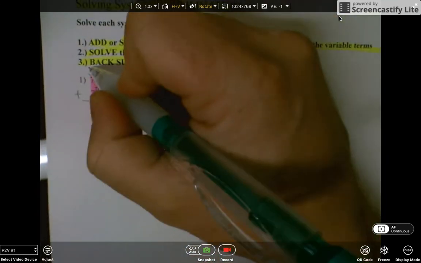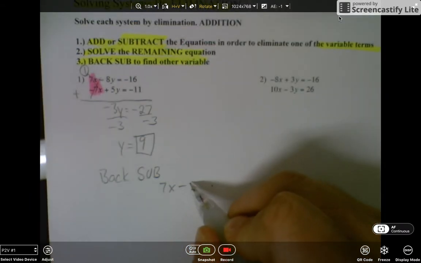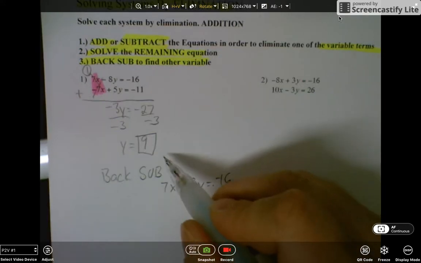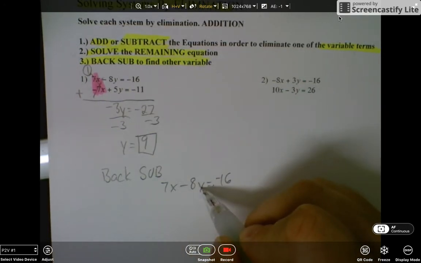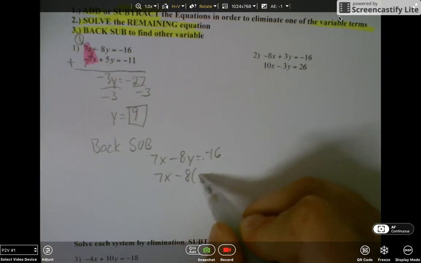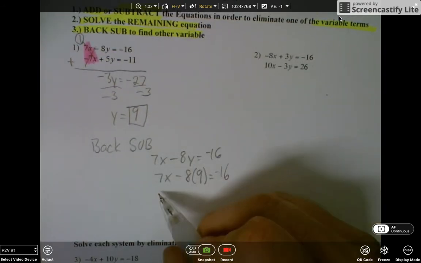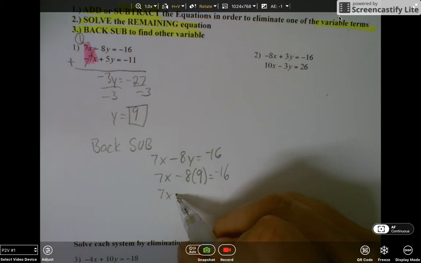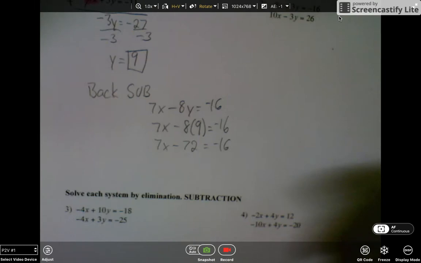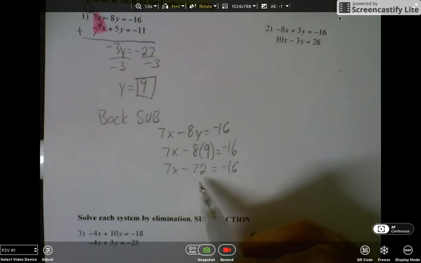So I'll choose this first equation. So I'm left with 7x minus 8y equals negative 16. And now I'll do my back sub, and in place of y, I'll put 9. So I'm left with 7x minus 8 times 9 equals negative 16. And this is 7x minus 72 equals negative 16. So this part's a little bit more work in the back sub, less work in the beginning, but more work at the end compared to what we're used to.